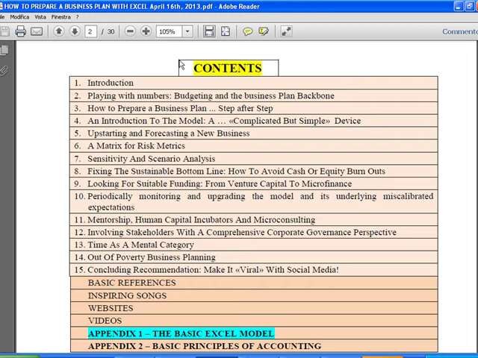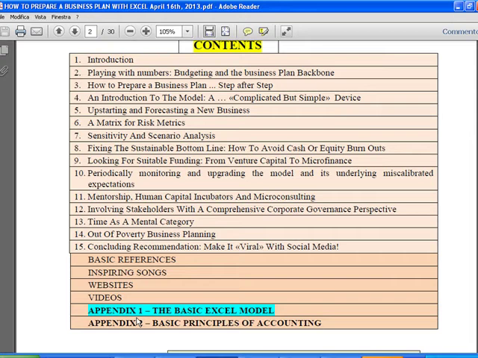We also have basic references, inspiring songs, websites, other videos, and the first appendix with the basic Excel model that you can download from another source. And then you have basic principles of accounting.